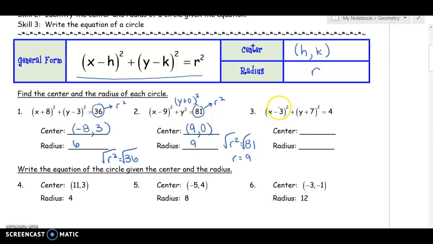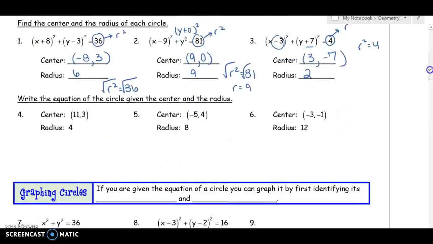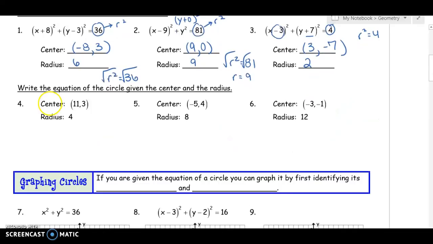For the next one, you'll see this is a minus 3, so the opposite would be a plus 3 or positive 3. This is a positive 7, the opposite would be negative 7. This number is radius squared, so if r squared equals 4, square root it, you'll get a radius of 2. So hopefully that's pretty easy to do. Now we'll do the reverse.